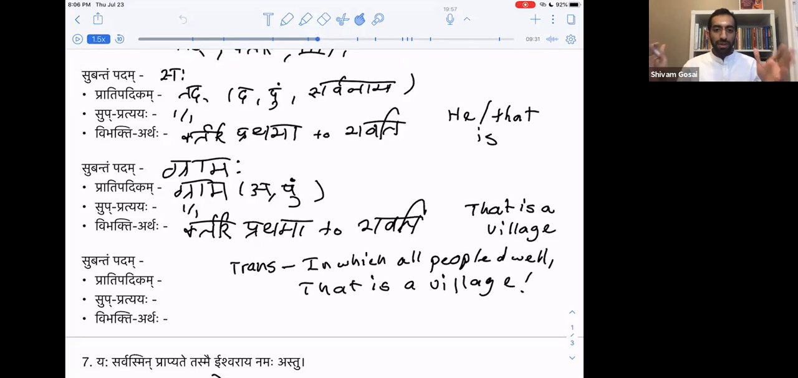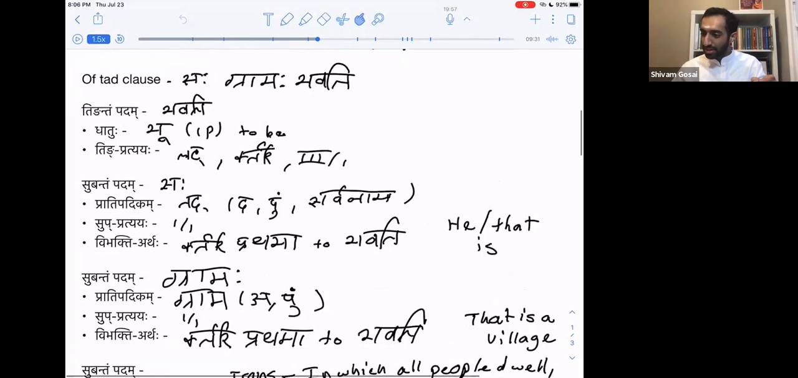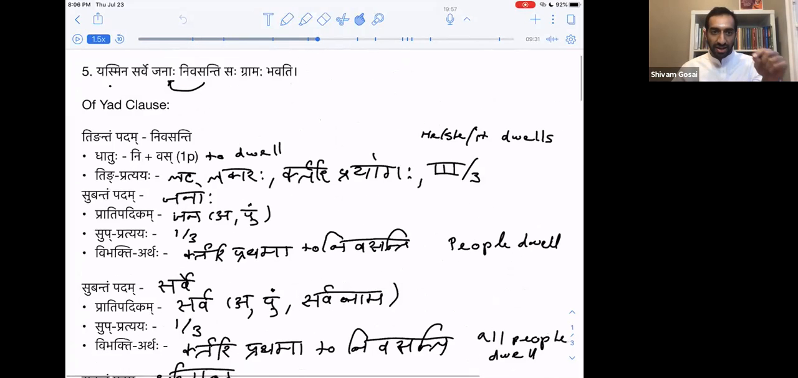In which all people dwell, that is a village. In which yasmin, right? We said yasmin sarve janaha nivasanti, in which all people dwell, saha, that, bhavati, is a grama, a village. This is the definition of a village here we're giving.